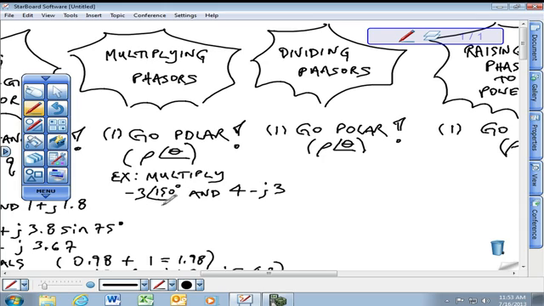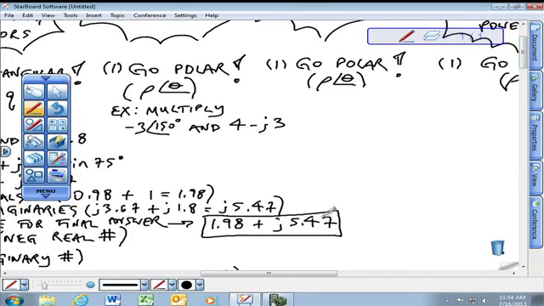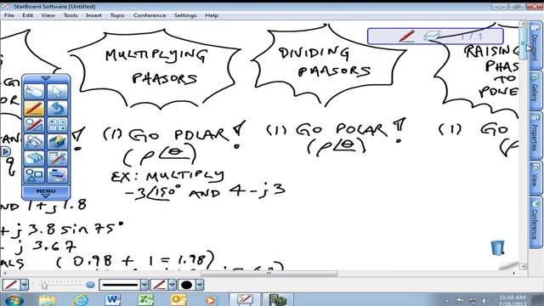All right, so here's your example. Multiply -3 angle 150 degrees. Hey, you're already in polar form. You're good. And 4 minus J3. Oh, got to go polar. Okay, so it's similar to if on an exam I asked you to add those two phasors and then give the final answer in polar, you'd have to go polar. So you're going to know how to do this anyways. Just giving you more practice.